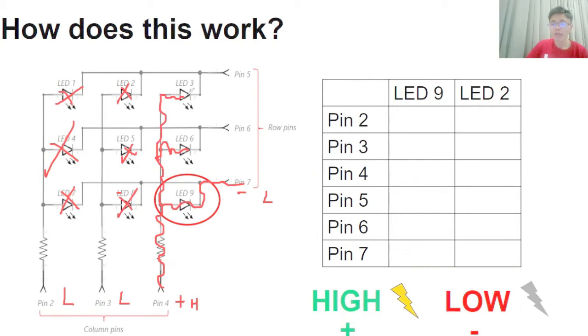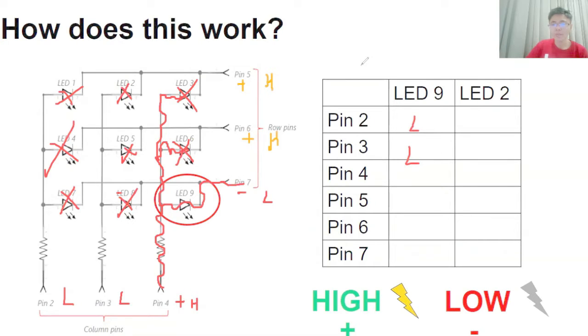If you do not want LED 3 and LED 6 to light up, then what you can do is set pin 5 and pin 6 as high. So that means that now they become the positive terminal. And as you can see from here, if you have two positive terminals, then current will not be able to flow and these two LEDs will not light up. So that means that pin 2 and pin 3 must be low.